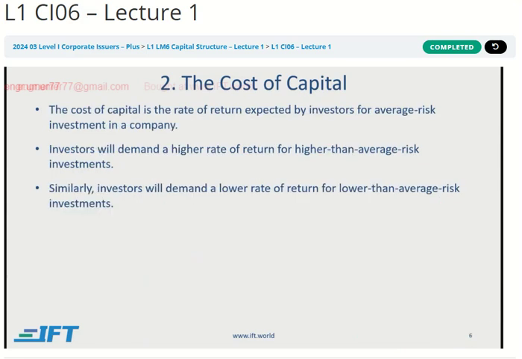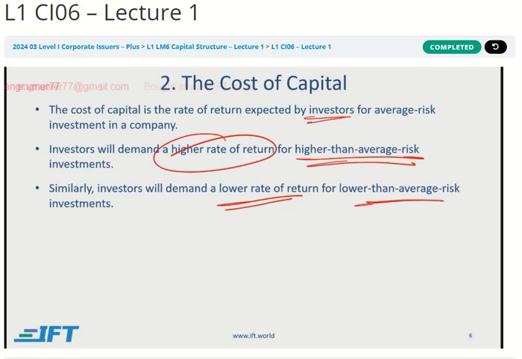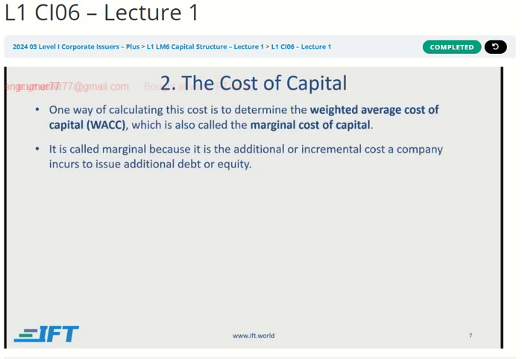Right. So what is the cost of capital? Well, it is the rate of return that investors want for giving you their money, right? They are compromising their opportunity costs, not investing it elsewhere, giving it to you. And the higher the risk, the higher the rate of return they will want from you. Lower the risk, lower the rate of return they will expect. Now, one way of calculating the cost is to determine the weighted average cost of capital, which is also called the marginal cost of capital.